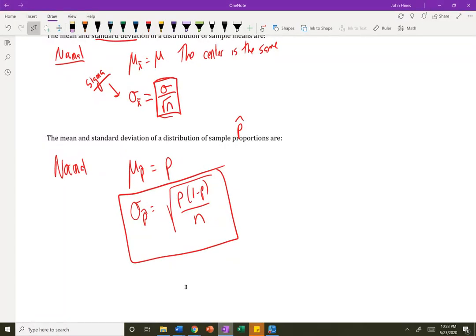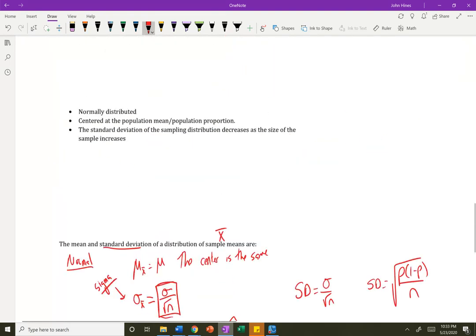So the two things I need you to leave with here today. If we're working with X bars, my standard deviation is the original standard deviation over the square root of n. If you're working with p hats, your standard deviation is the square root of the proportion, 1 minus the proportion, over n. So we're going to play around with this in the next lesson.